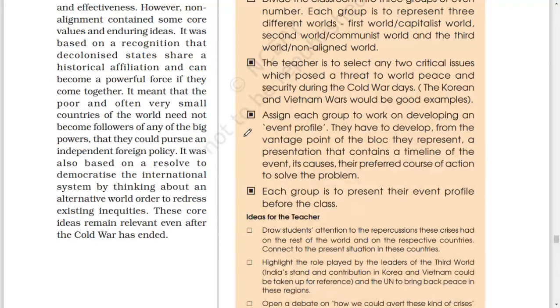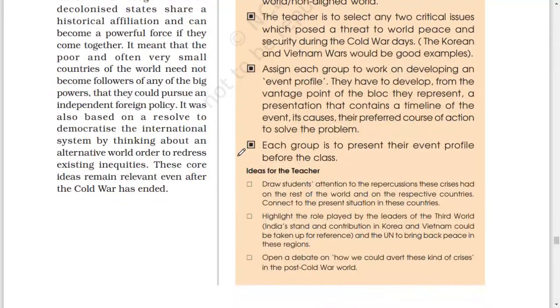Assign each group to work on developing an event profile. They have to develop it from the vantage point of their bloc. They prepare a presentation that contains a timeline of the event, its causes, and their preferred course of action to solve the problem. Each group is to present their event profile before the class.